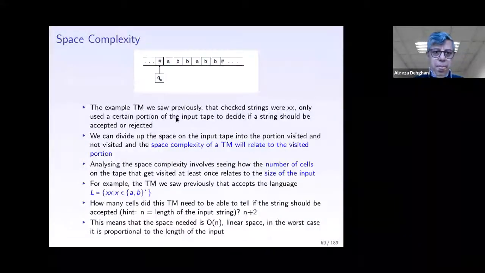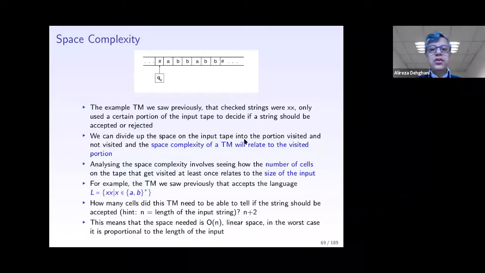Okay, so the example Turing machine we saw previously, which checked the string where XX, only uses a certain portion of the input tape to decide if this string should be accepted or rejected. We can divide up the space of the input tape into portion visited and not visited. And the time and space complexity of a Turing machine will be related to the visited portion. For a Turing machine, you remember the tape was infinite. You could write and read, you could move right and move left. That was the definition of a Turing machine.